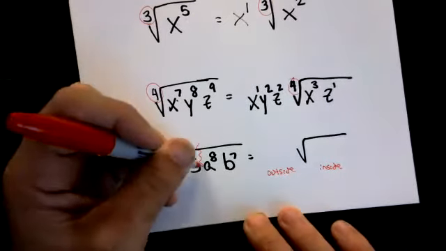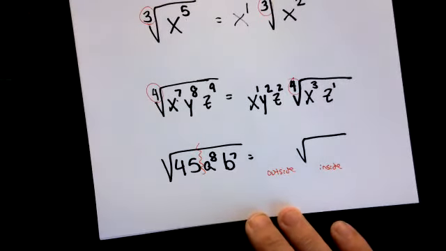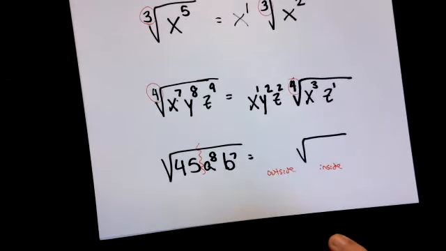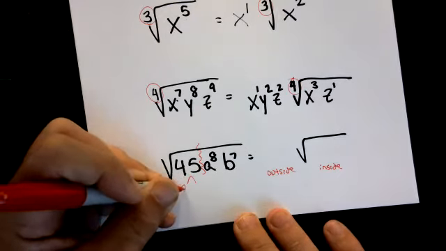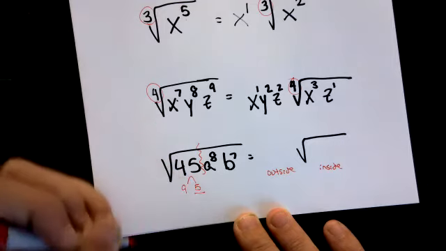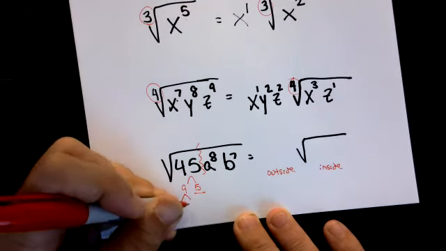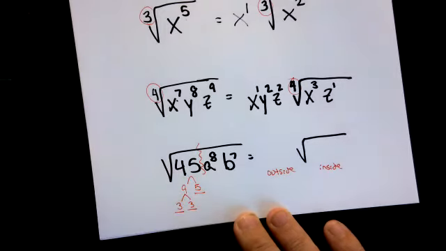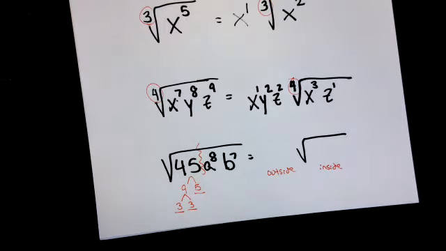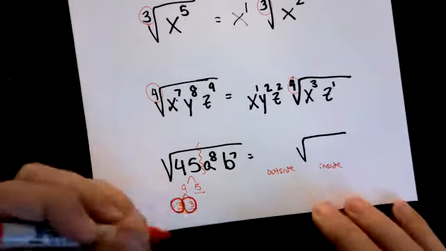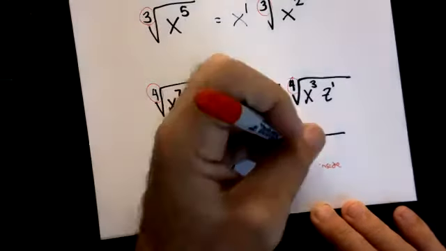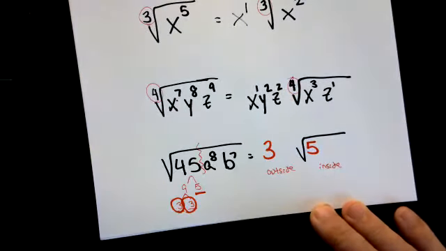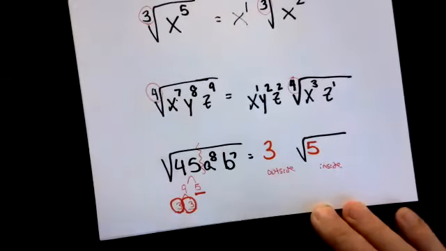Okay, and again, I'm going to look at this like 2 separate problems. I'm going to do the whole number piece first. So 45, okay, 45 is 9 times 5. 9 is 3 times 3. So again, my pairs go outside. Anything left over stays in. So that square root of 45 is 3 roots of 5.